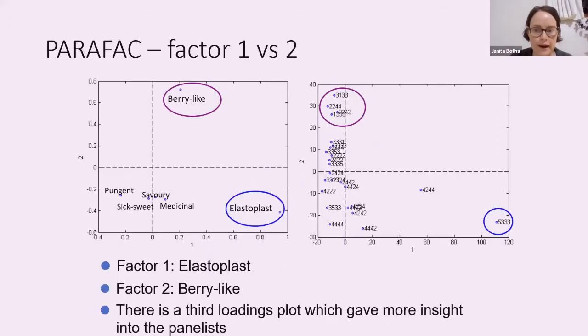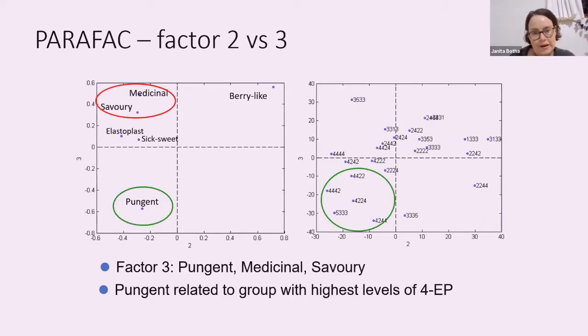So when I did PARAFAC on the same data, these two descriptors, the elastoplast descriptor and the berry-like descriptor, which was the main difference between the samples, came out a lot more clearly. And if I hadn't had domain expertise, this would have actually given me more insights than fitting the model that's fitting better, but is actually just modeling more noise. And this is just this second set of two factors, which basically just gives me another level of insight.